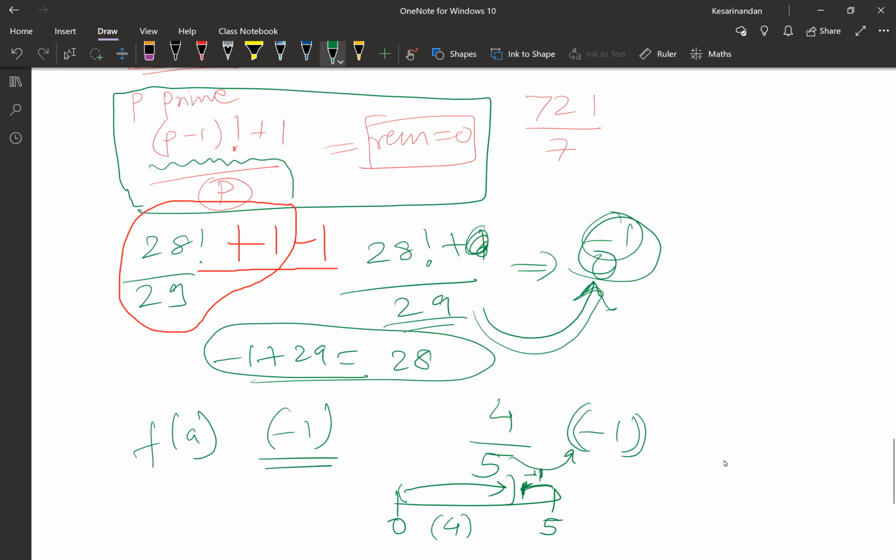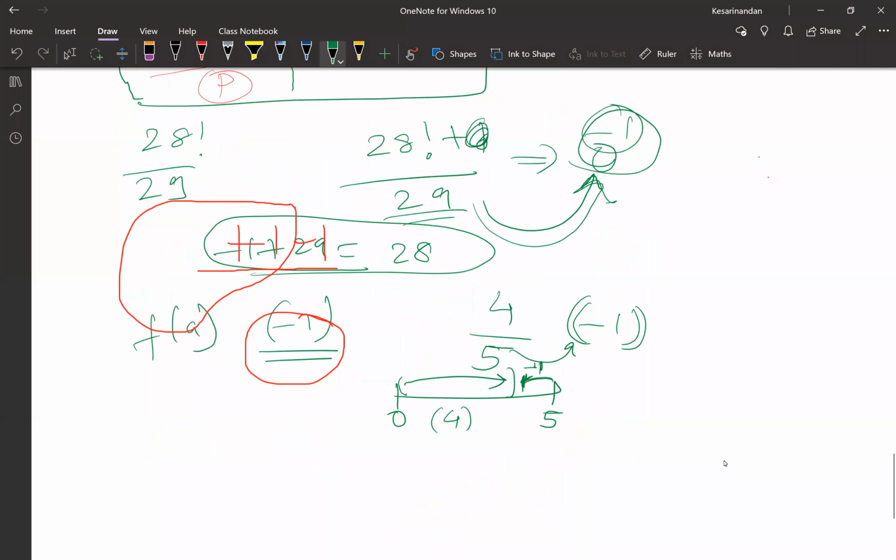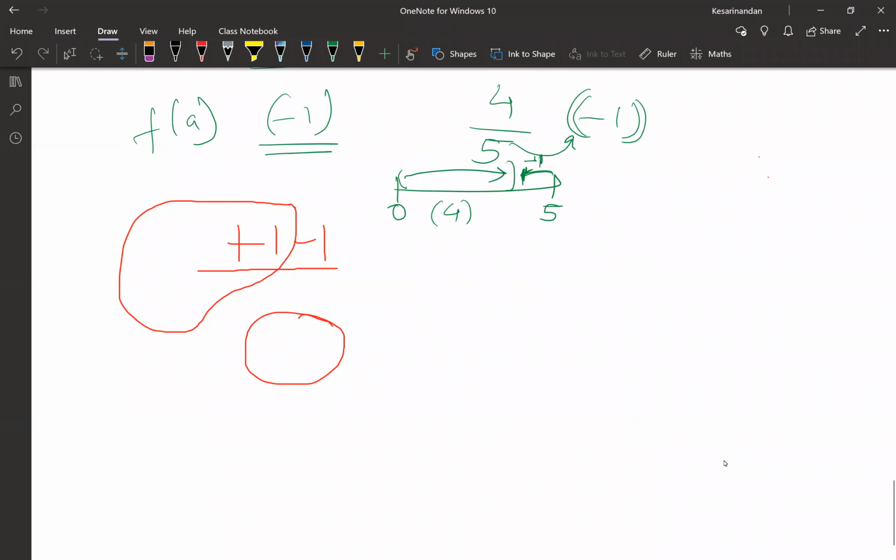I'm not getting this one. Okay, I will explain it once again. Don't worry. Anybody who has a similar doubt? Okay, let me explain it again. Now, how do I remove this part?